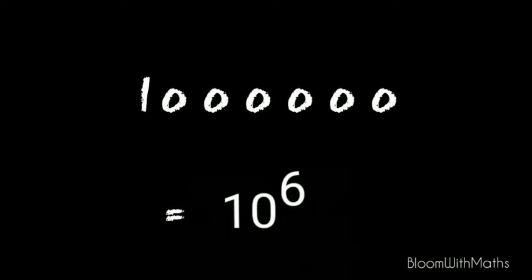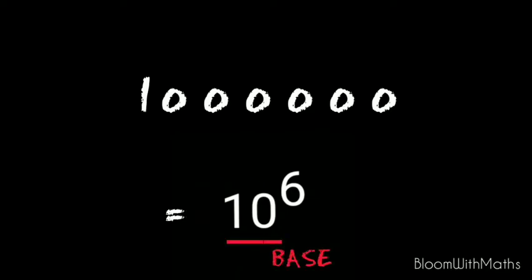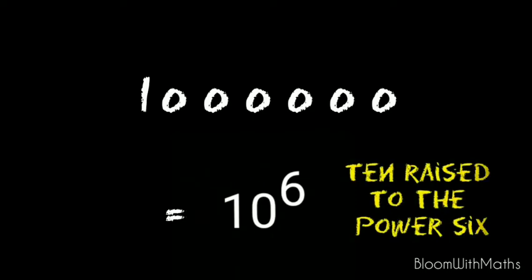We take 1 with 6 zeros lined behind it. We see the number of zeros in this number is 6. So we help ourselves writing it like this. Here we call 10 as the base and 6 as its exponent. And the number altogether is said as 10 raised to the power 6.